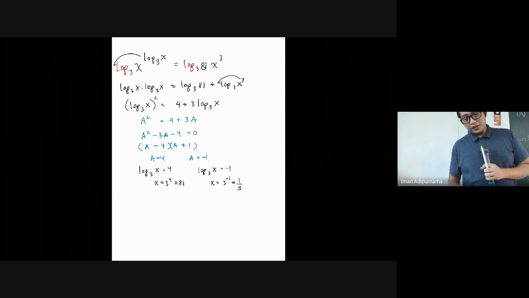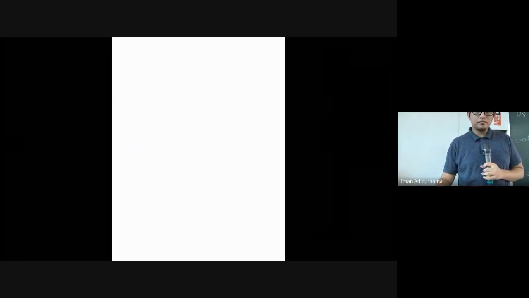Let me move to another example, another type of question. If log 2, you have these two equations of log with x and y inside. It's asking what is x and what is y.